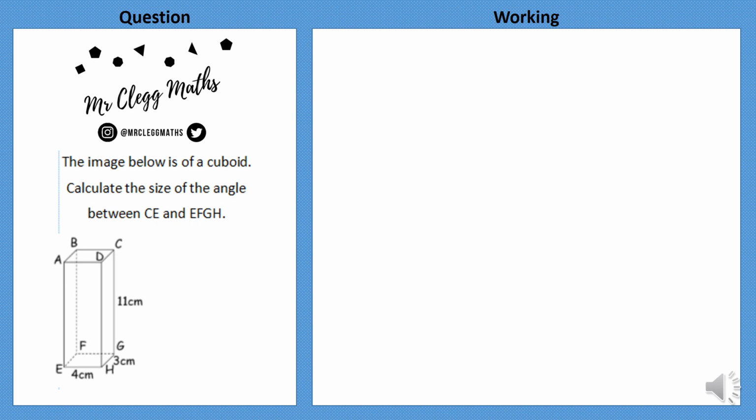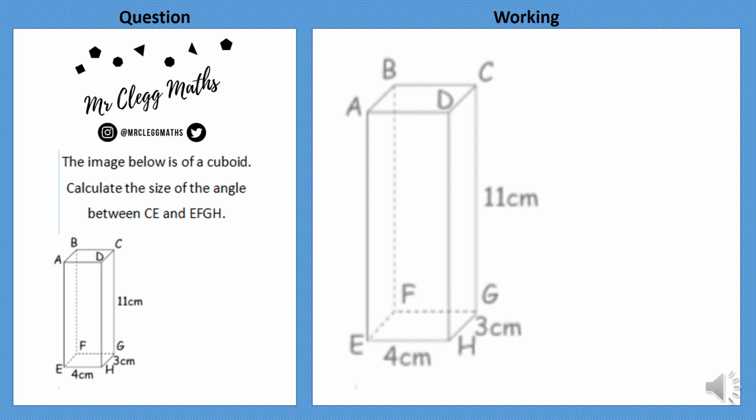So I want us to look at a problem like this. The image below is of a cuboid. Calculate the size of the angle between CE and EFGH. It's a lot of information. I cannot possibly answer a question like this without drawing all over that diagram. So that's exactly what I'm going to do.